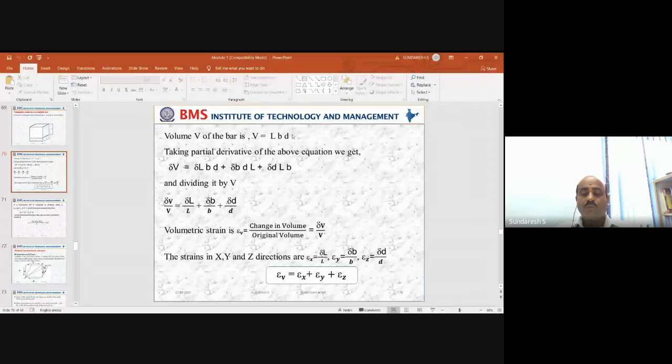How do we write the volume of a bar? V is equal to L into B into D. We know volume is the product of length, width, and breadth. So this is what we have written here, L into B into D. Right. Now, to write an expression for the volumetric strain in this case, we will take a partial derivative of the above equation.